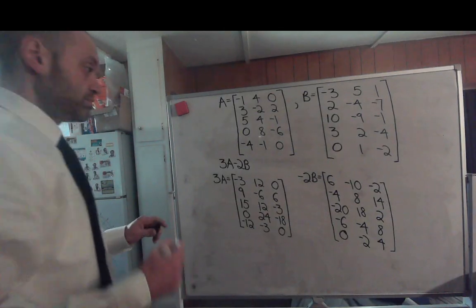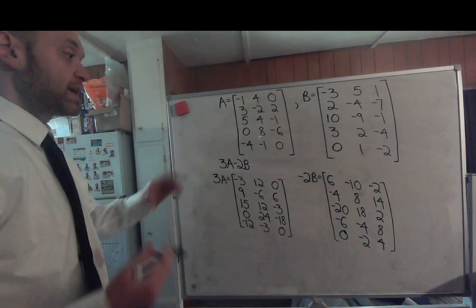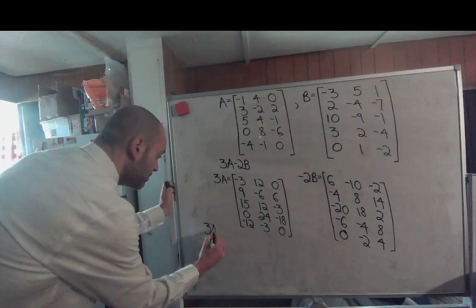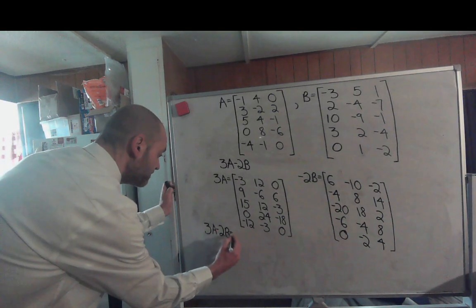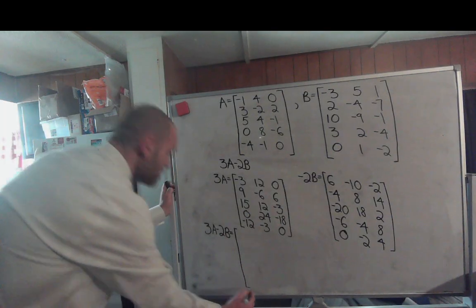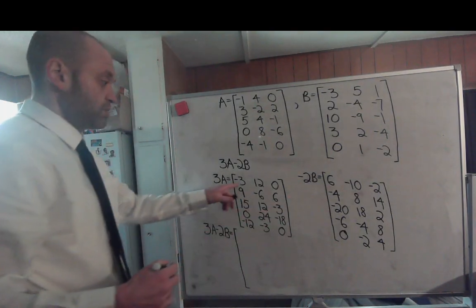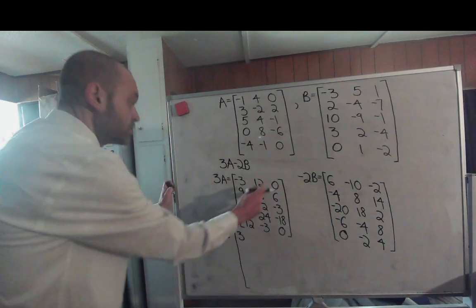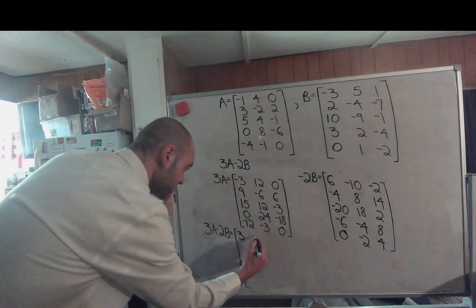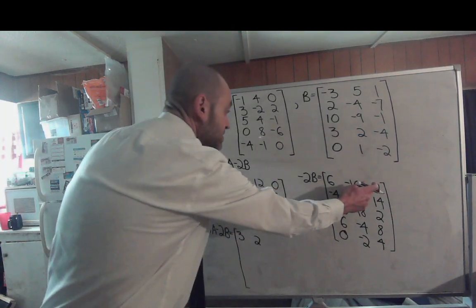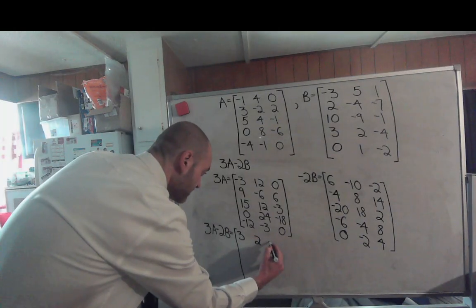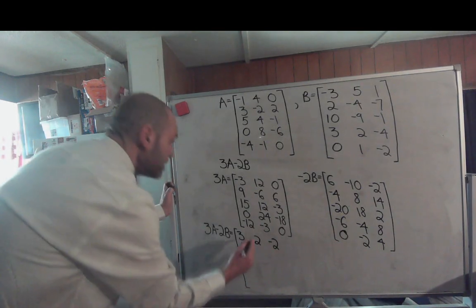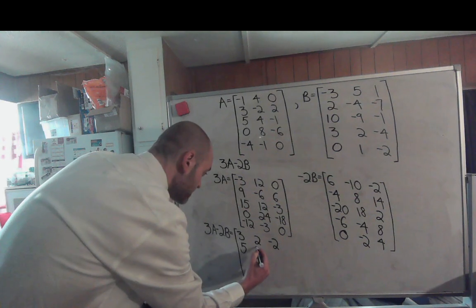Alright, so we got those matrices. Now all we got to do is take them and add them. So 3a minus 2b should yield a 5 by 3 matrix with the two of these added together. So negative 3 plus 6, well, that's going to be 3. 12 plus negative 10, 12 minus 10 is 2. 0 minus 2 is going to be negative 2. 9 minus 4, that's 5. Negative 6 plus 8 is 2.